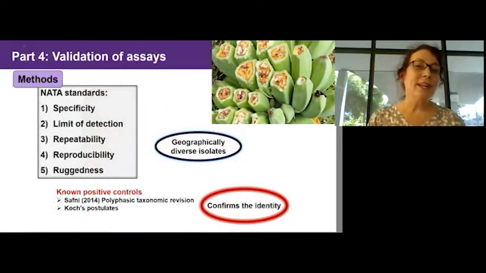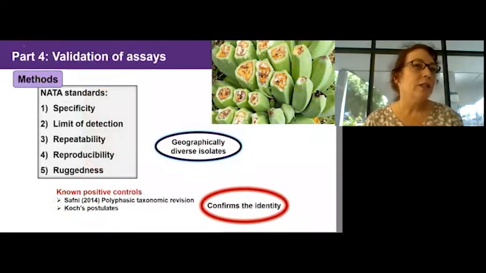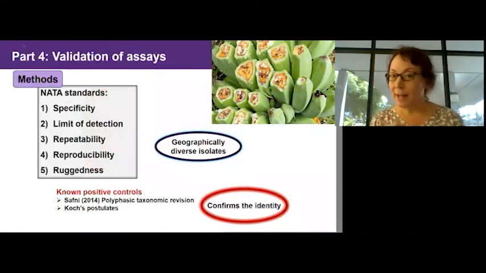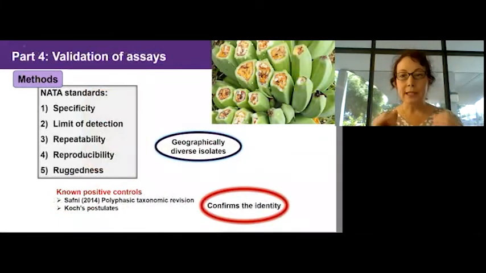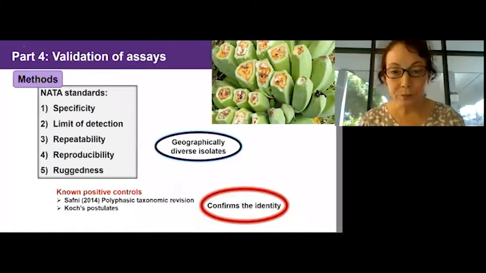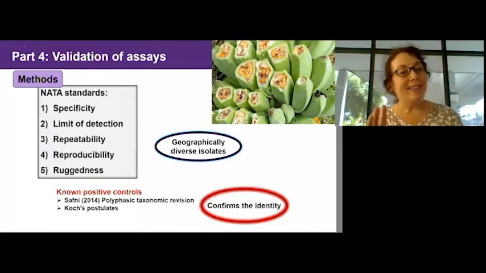For a diagnostic test to be good, it needs to be validated. But we also need to know what we are actually validating, which is why positive controls are so important in this process. So here we use the reference isolates originating from the recent taxonomic revision by Safney, and isolates confirmed by Koch's postulates to cause blood disease. That was done in the first chapter. Now, we sought to validate the primers to NATA standards.